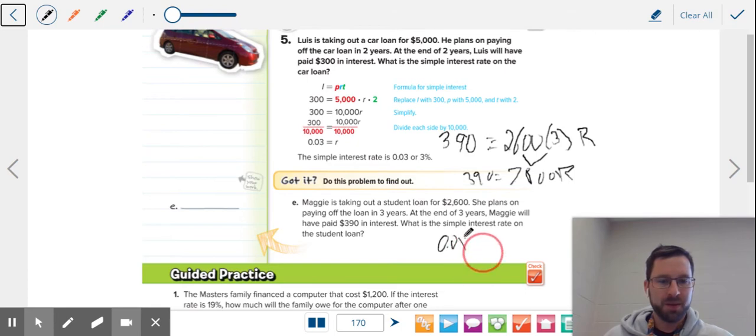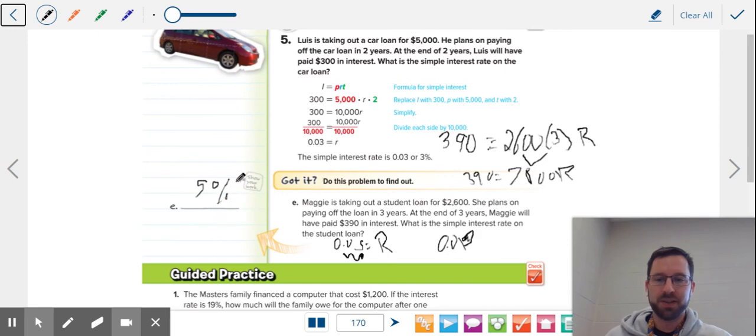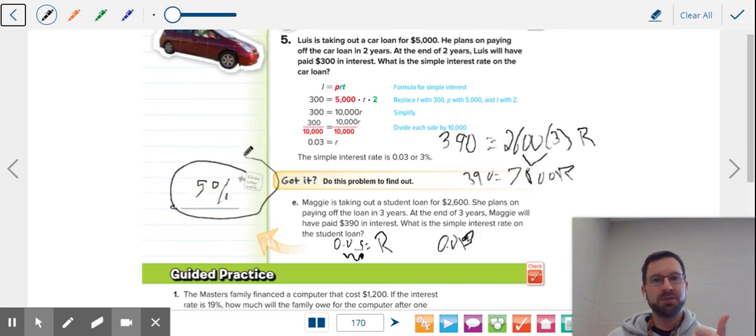Now remember, R stands for the interest rate. They gave us a decimal. So how do you turn a decimal back to a percent? You move it twice to the right, 1, 2, or you can multiply it by 100. It's a 5% interest rate. Okay? And there you have it. We solved for interest. We solved for interest rate.